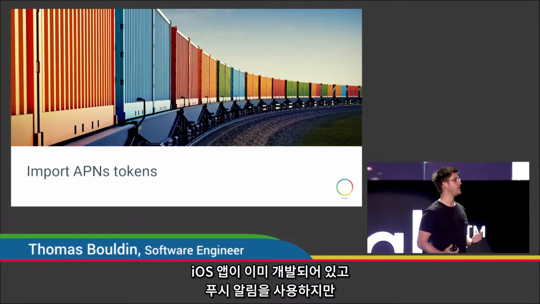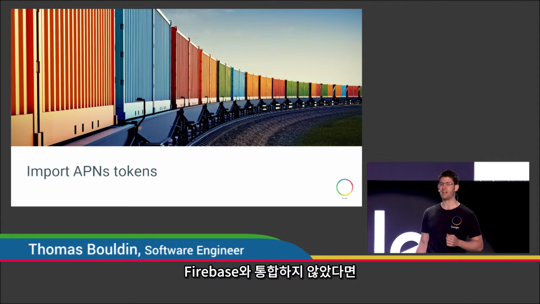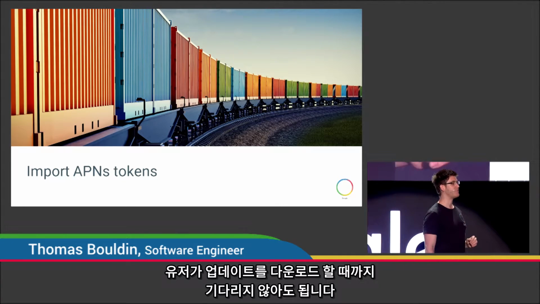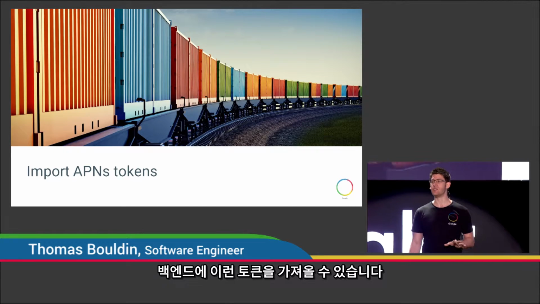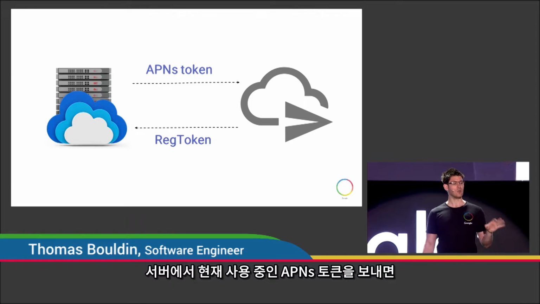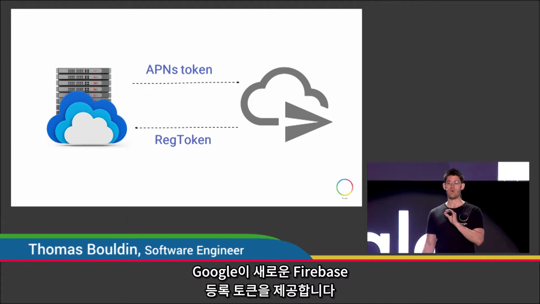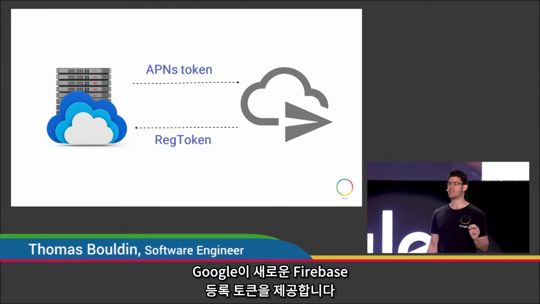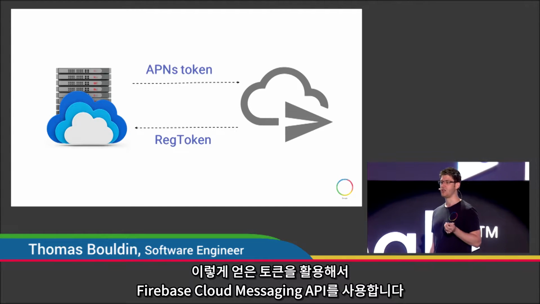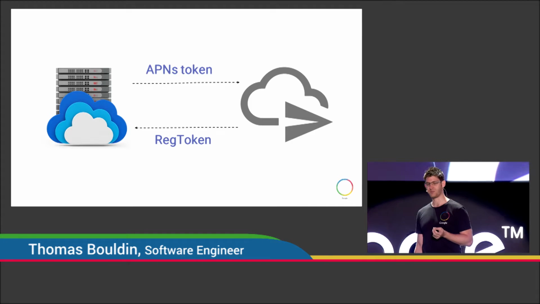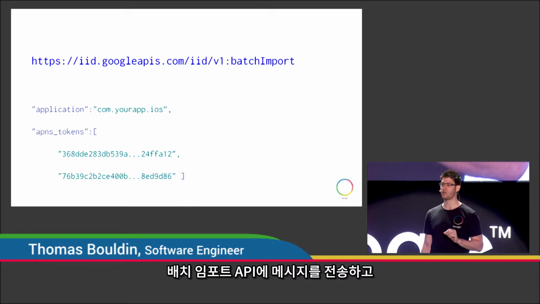Now, what if you already have an iOS app? You're already using push notifications, but you aren't yet integrated with Firebase. You don't actually have to wait for your customers to download and update. You can import these tokens on the backend. Your server can send us your existing APNS tokens that you use, and we will give you back new Firebase Cloud Messaging registration tokens. From there on, you can use those tokens to use the Firebase Cloud Messaging APIs. So here's how. You send a message post to the batch import API.